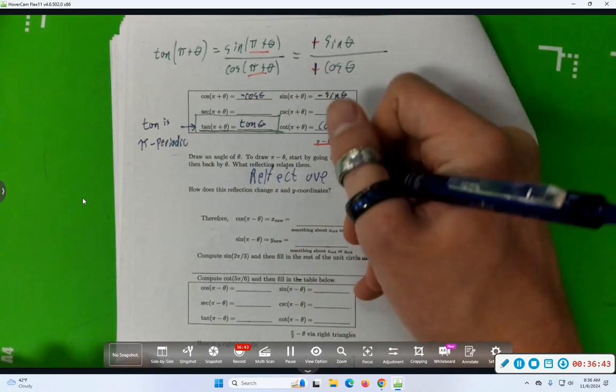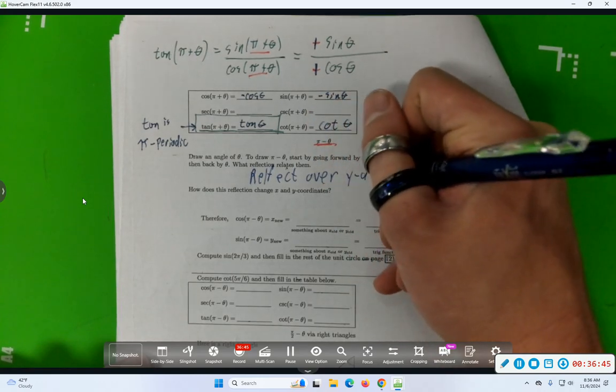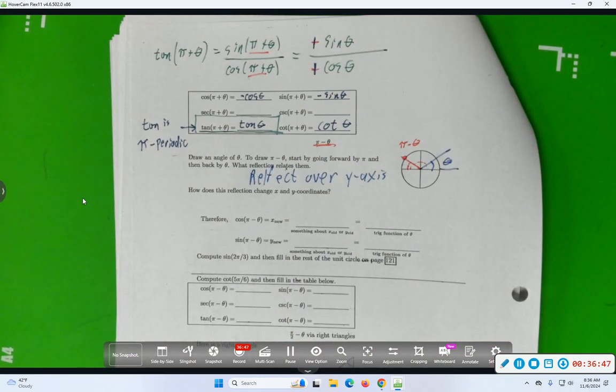That is exactly how you spell reflect. I'm not going to fix it.